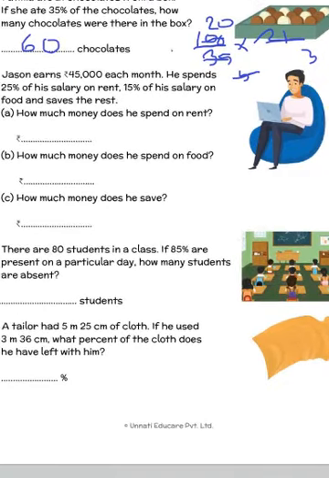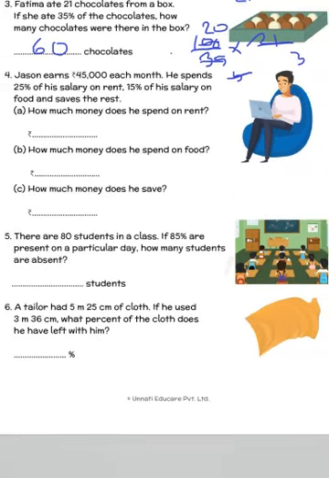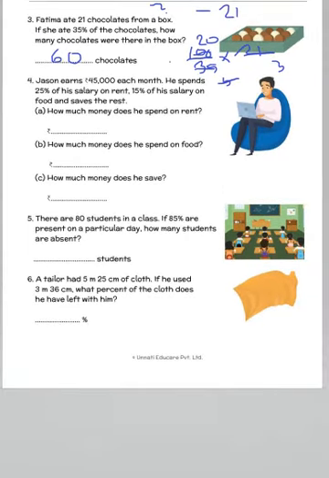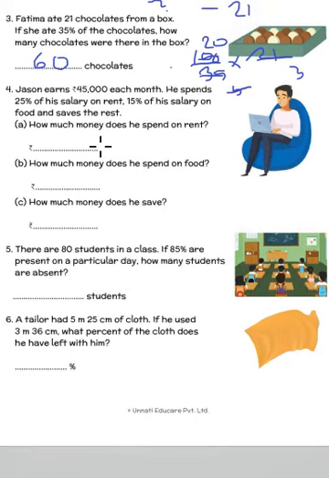Jason earns 45,000 rupees each month. He spends 25% of his salary on rent, 15% of his salary on food, and saves the rest. How much money does he spend on rent? So remember, for rent, it is said that 25% of his salary is on rent. So we have to find out 25 divided by 100 multiplied by 45,000.